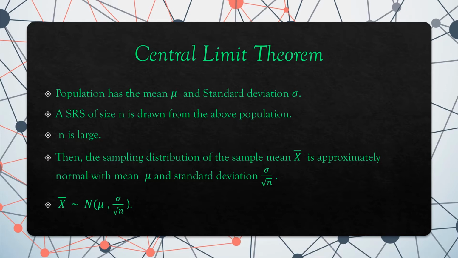If n is large, if the sample size is large, then the sampling distribution of the sample mean, what we have drawn from the population, will be approximately normal with mean mu and standard deviation sigma by square root of n. That is, if X is a population with mean mu and standard deviation sigma, if n is large, the sampling distribution X bar will follow a normal distribution with mean mu, standard deviation sigma by square root of n.